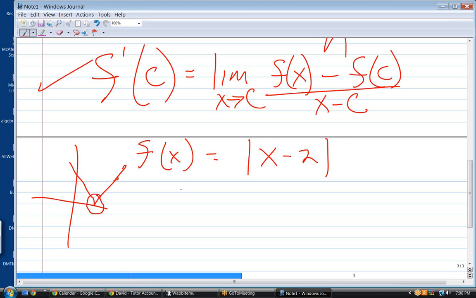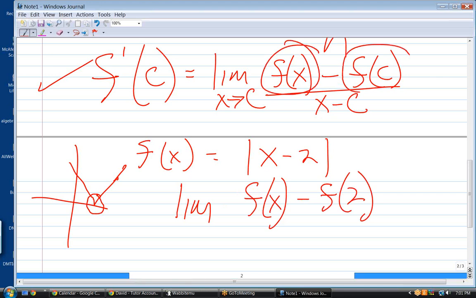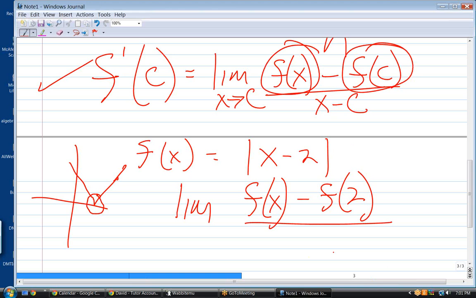Well, I'm going to take the limit of f of x minus f of 2, in other words, that and that, and I'm going to subtract x minus 2, and I'm going to take the limit as x goes to c, which in this case is 2, but I'm going to do it from the left side only, and then I'm going to do it from the right side only, and if they're not the same, then it's not differentiable at that point.